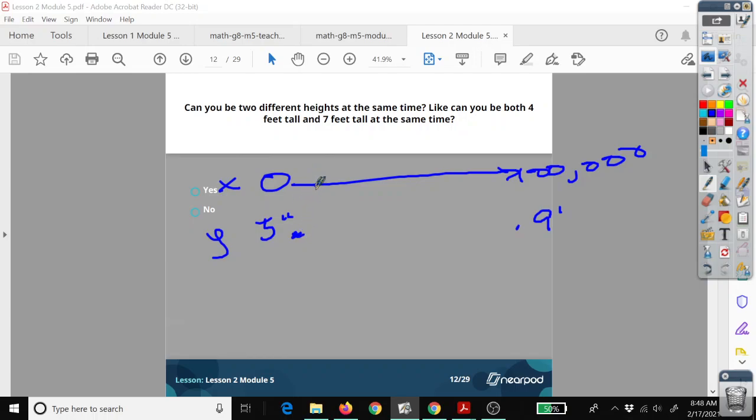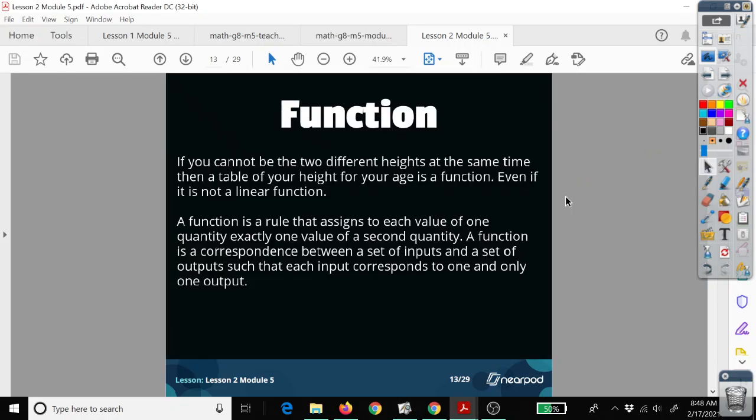You may be 5 feet 6 inches tall when you're 12, and then when you're 13, you may still be 5 feet 6 inches tall. That doesn't matter. The fact that you're 12 years old and you're 5 feet 6 inches tall, but not 9 feet tall, is what makes it a function. So if you cannot be two different heights at the same time, then a table of your height for your age is a function, even if it's not a linear function.